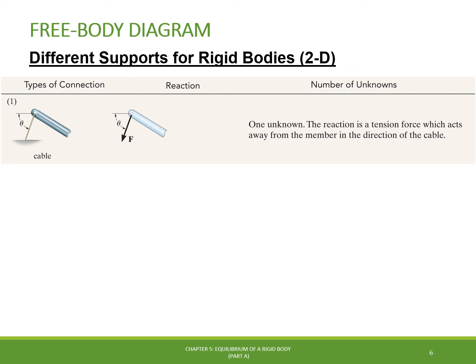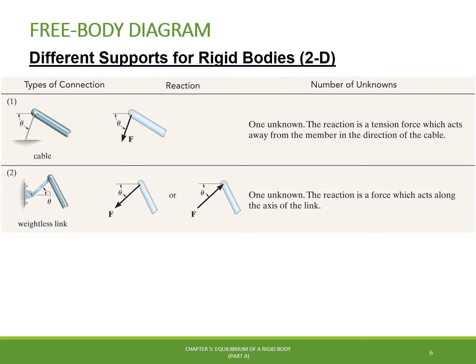The first type of support is the cable connection. As we already studied in chapter 3, this type of connection will generate only one reaction force, that is the tension force through the direction of the cable. This tension is the only unknown that must be determined in the problem solution.